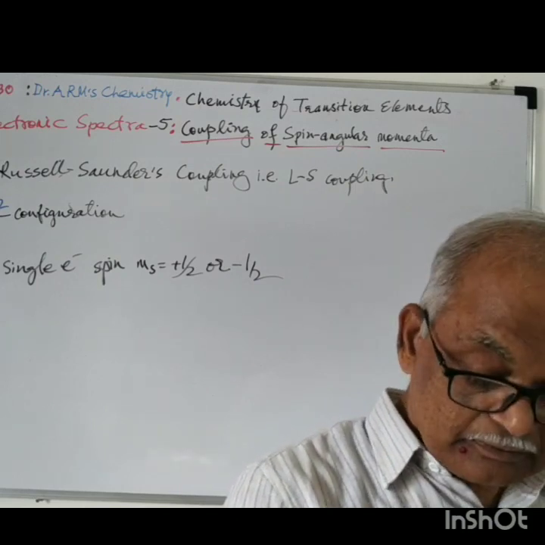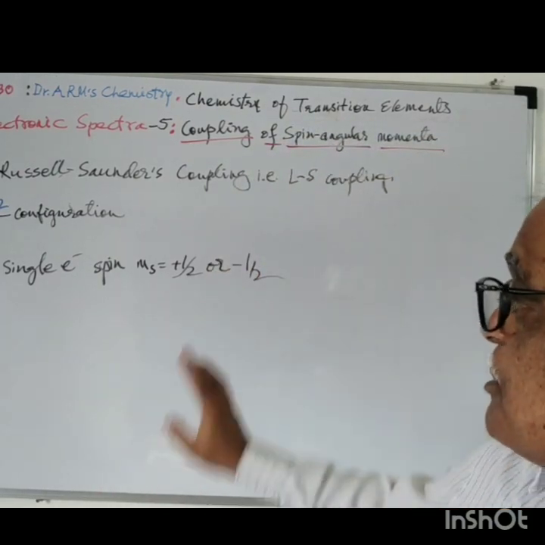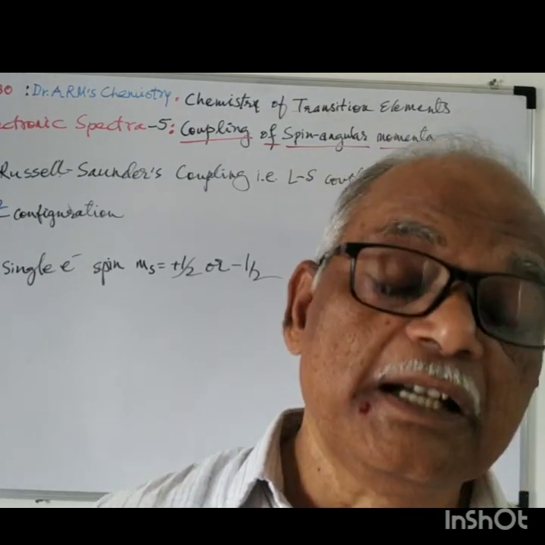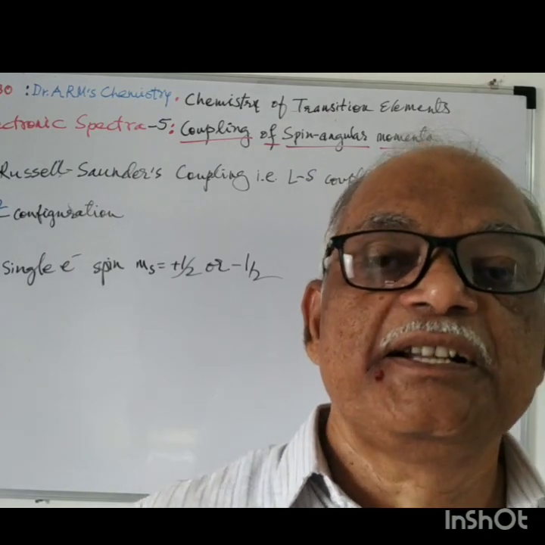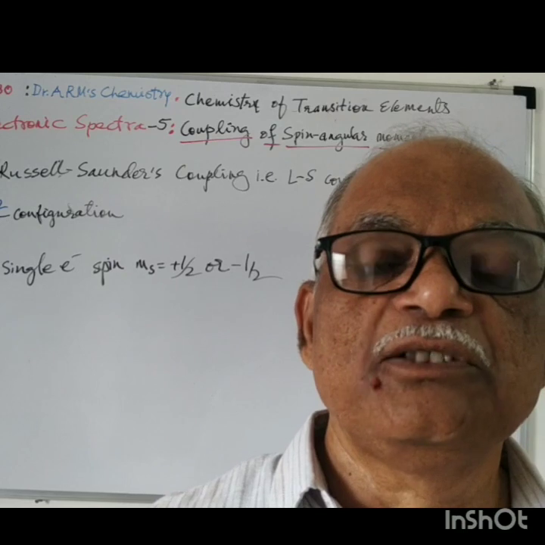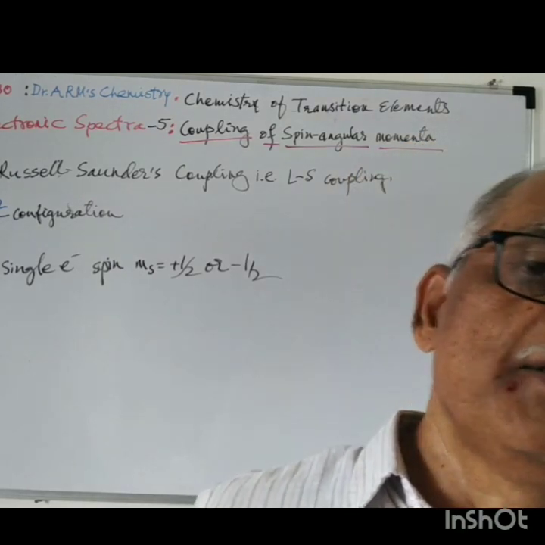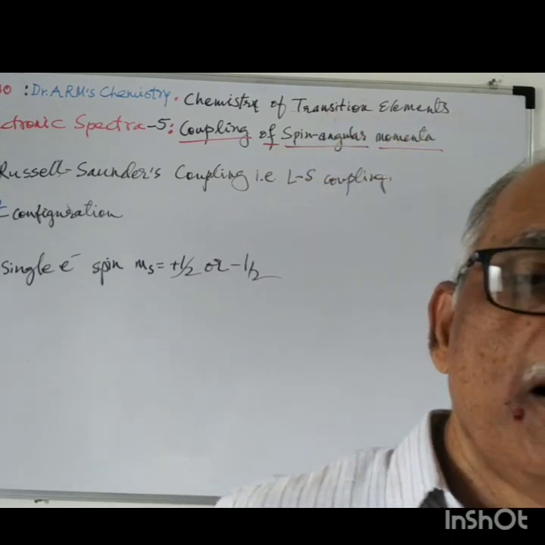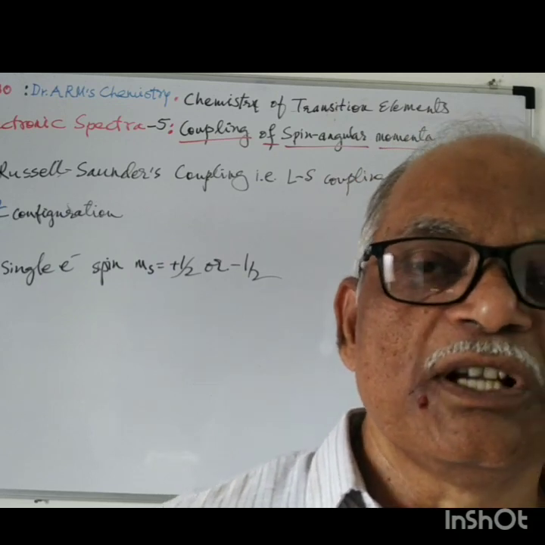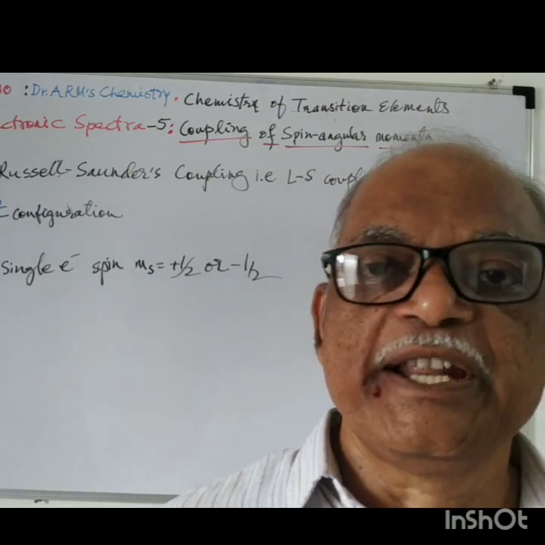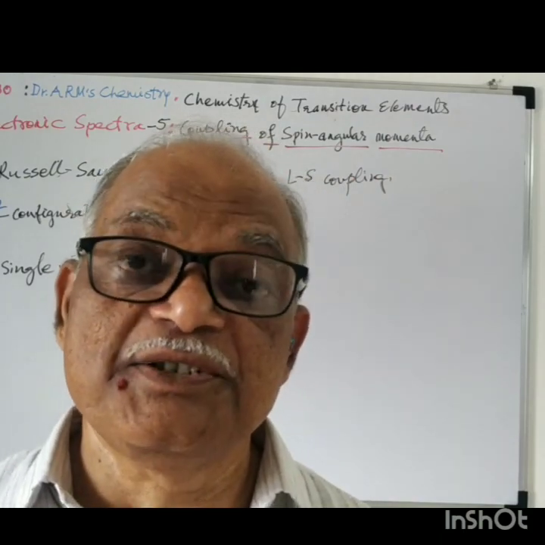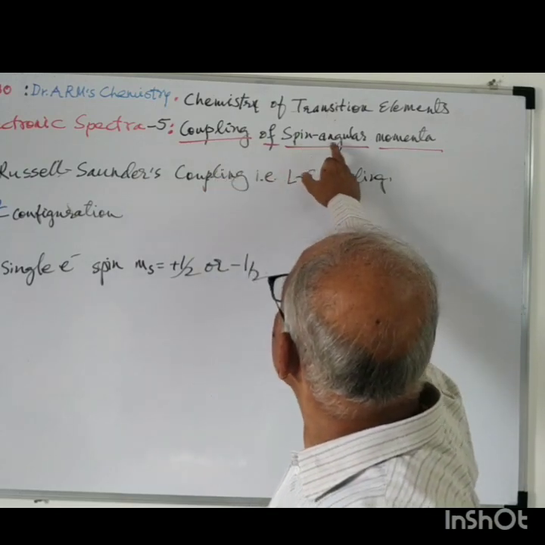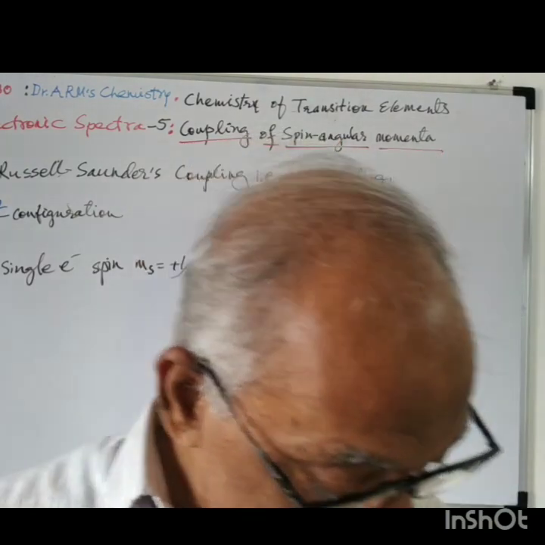When there is only one electron present in the subshell of an atom, the electron is free and it has no interaction with other electrons, or there is no other electron to have any interaction with that electron. Therefore there is no possibility of this type of coupling of spin and angular momentum.